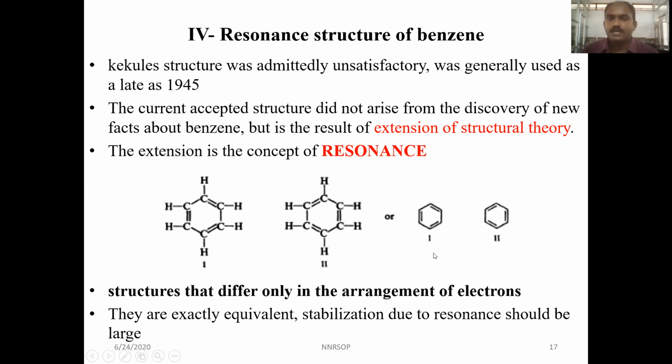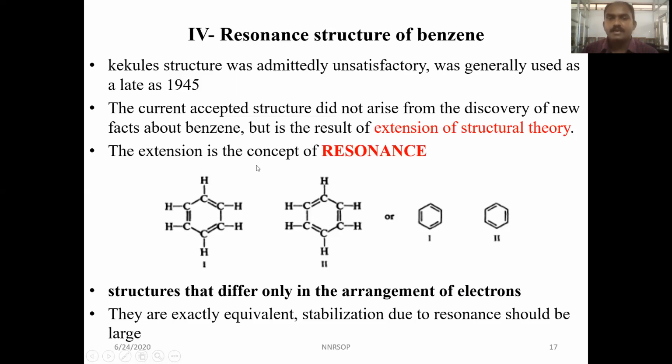These two structures, 1 and 2, are similar, but the double bond position varies. In the first structure, you have double bonds between 1 and 2, 3 and 4, and 5 and 6. But in the second structure, the double bonds are present between 2 and 3, 4 and 5, and 6 and 1. There is a difference in the position of double bonds. So the benzene structure will give two hybrid structures which are almost equivalent, but they are stabilized by resonance. That concept was given in 1931.